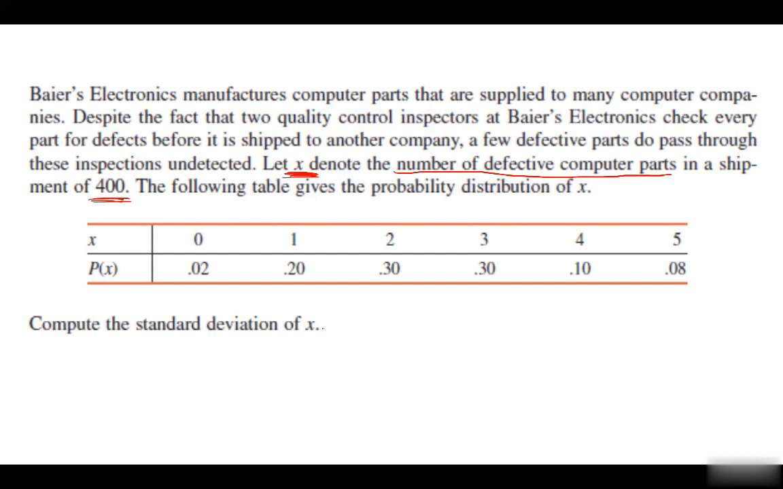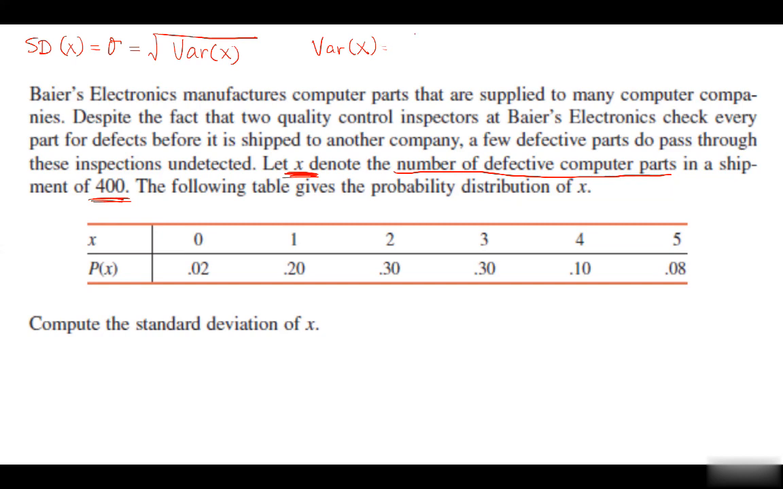Okay, so here we want to compute the standard deviation of X. So what is the standard deviation of X? Sometimes it is denoted by sigma. According to the definition, it's the square root of VarX. So first of all, we need to calculate VarX. VarX is the variance of X. How do we calculate the variance of X?